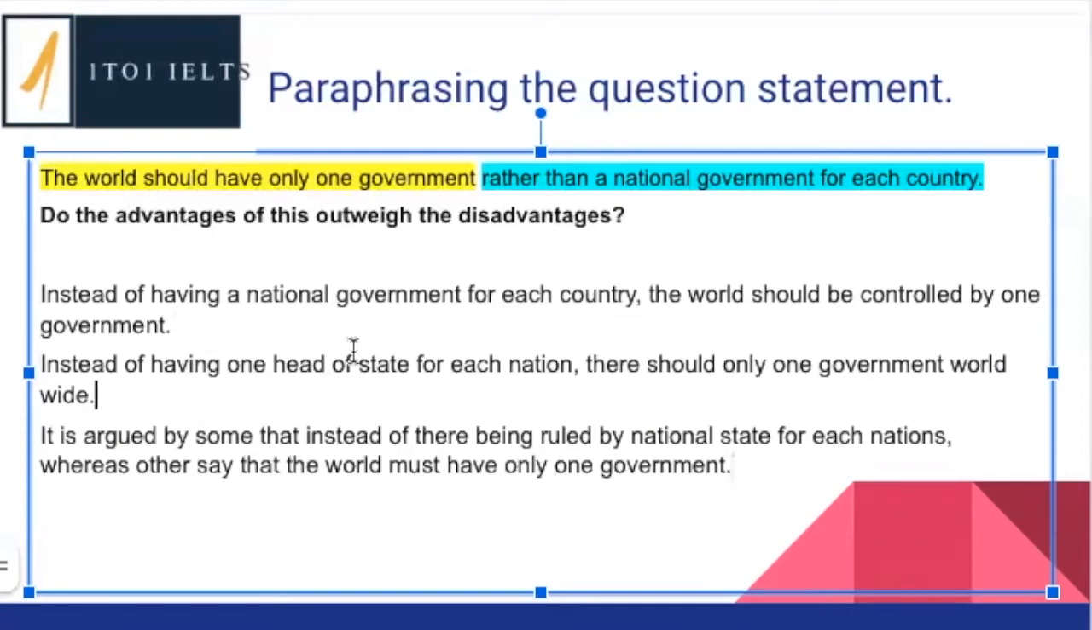These three. So this first one, let's see, does it have the same meaning? Instead of having a national government for each country, the world should be controlled by one government. Meaning exactly the same. We've changed sentence structure and used words that we understand 100%. So I would say this is an excellent paraphrase. Great job, well done, Nabila. No problem there.